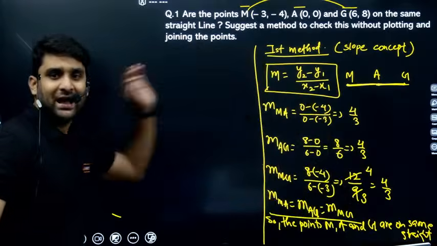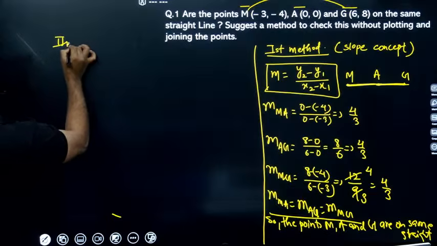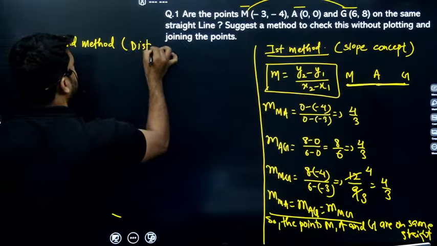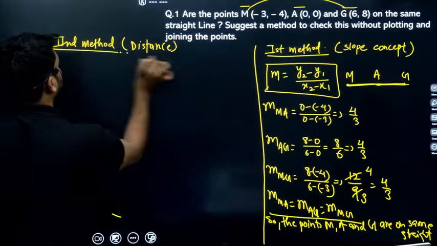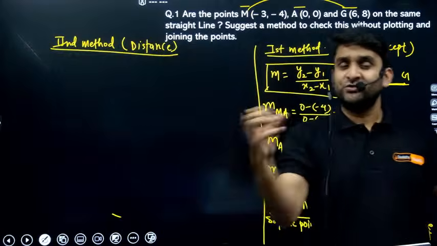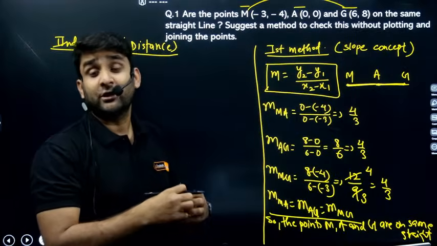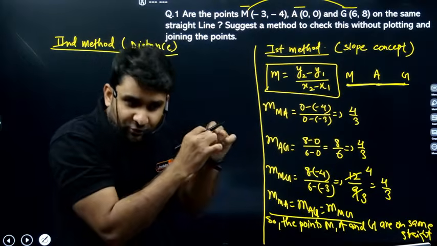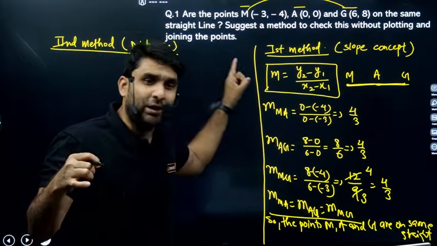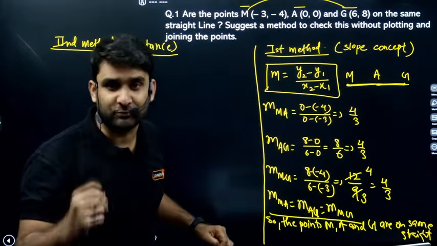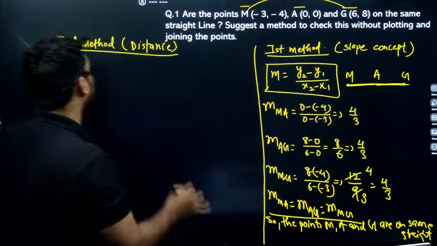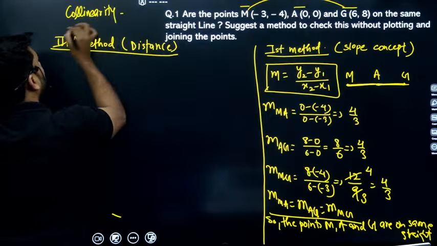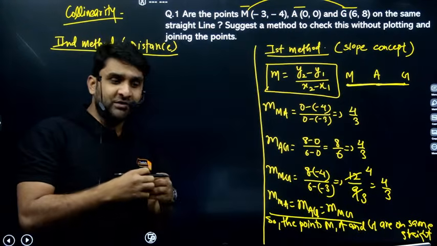This is all about... and the second method. Let's talk about the second method. The second method here is the distance method. And one more thing I want to tell you guys: if so many points are on the same straight line, the points are called collinear points. So here M, A, G, all 3 points are on the same straight line. It means that point M, point A, and point G are collinear points. So we are talking about collinearity. What is collinear? When the points are on the same straight line.